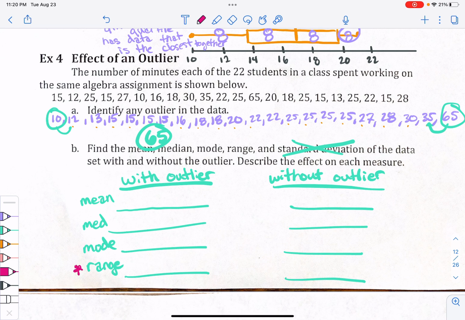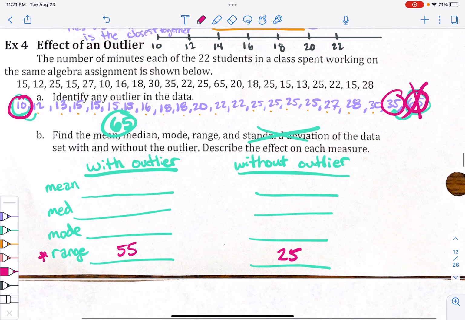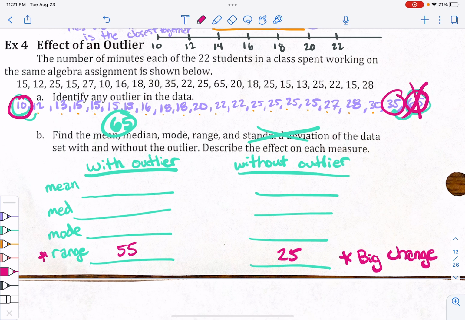Range is the easy one, and range with the outlier is going from 10 to 65, and that is a range of 55. Versus if I knock that 65 out, now I'm only going 10 to 35, which is 25. Holy cow, that changed a lot. So I'm going to say big change here. It is going to change that number a lot. And if you think about it, an outlier, especially a 0 in your grade book, is going to change your range a lot. Your range of grades is going to go from 0 to probably 100% versus going from like 90 to 100%. So big change when you remove the outlier.